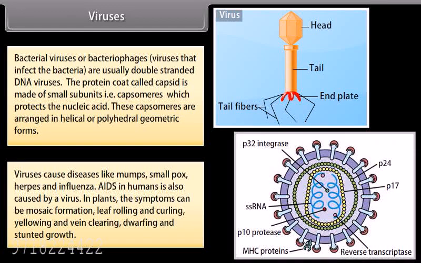Viruses cause diseases like mumps, smallpox, herpes, and influenza. AIDS in humans is also caused by a virus. In plants, the symptoms can be mosaic formation, leaf rolling and curling, yellowing and vein clearing, dwarfing, and stunted growth.